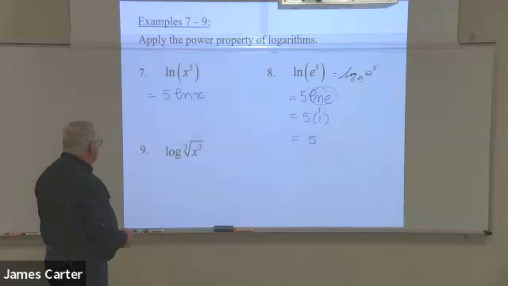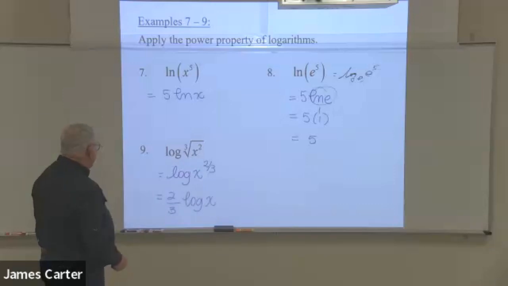Okay, what about this one? I need to change this to a fractional radical. So in that format, remember, this is a hidden base 10 here. Anyway, I bring the 2/3 out front, like that. And in this case, that's as far as I can take it.